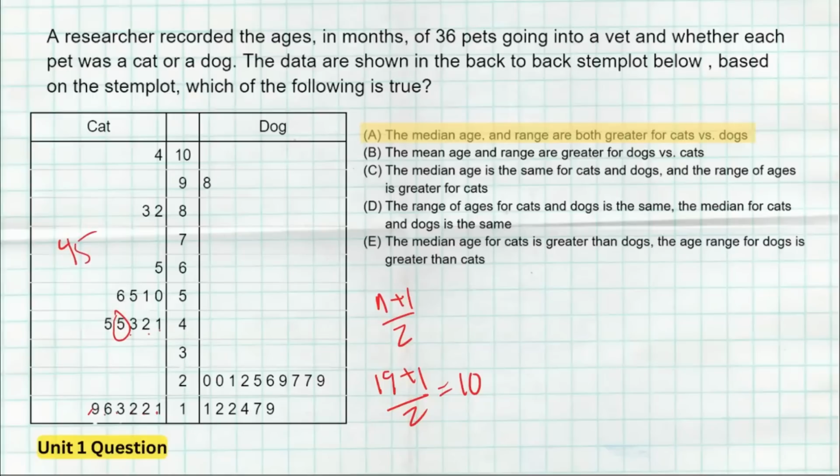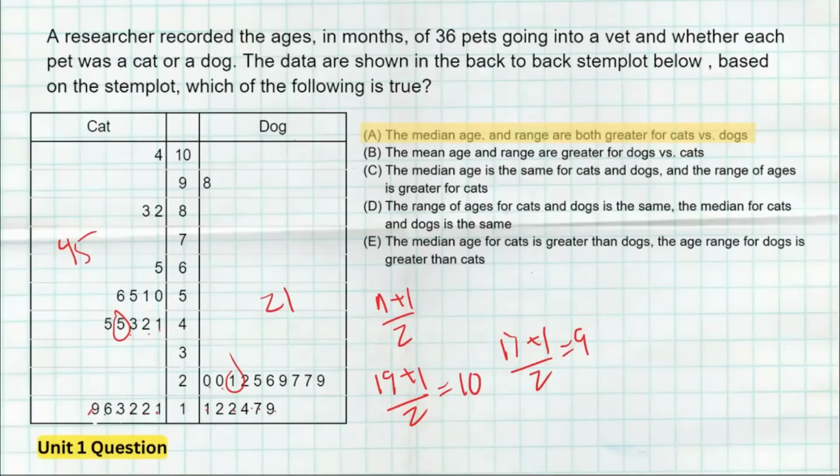And if we do the same thing for the dogs, there's 17 dogs plus 1 divided by 2 is 9. That's, again, not the median. That's the location of the median. So 1, 2, 3, 4, 5, 6, 7, 8, 9. That means that the median for the dogs is 21. So we can clearly see that the median for the cats is higher. Mostly you can see that on your own, but if you need to do the work, you can actually see it as well.